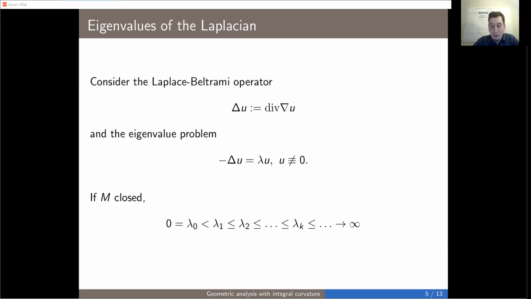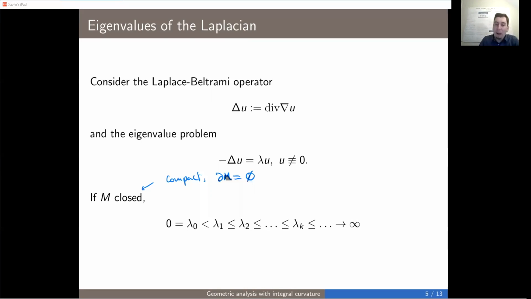Now, if your manifold is closed, which means that it's compact and the boundary is empty, so compact and no boundary, think about a sphere or a torus or whatever you want, then when the manifold is compact, we have a discrete spectrum for the Laplacian. So we know that we can arrange the eigenvalues of the Laplacian as a sequence.